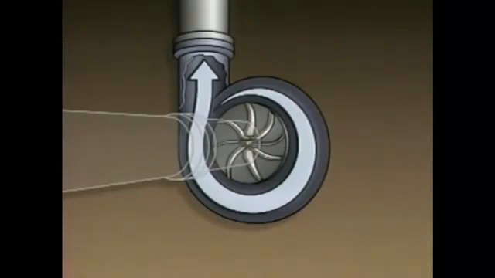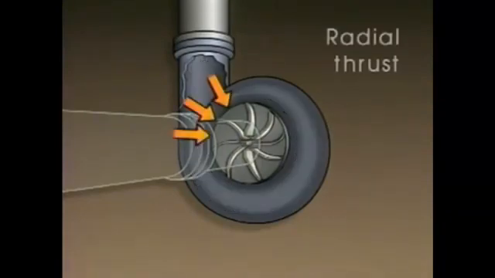Now, in a compressor with a volute like this one, the gas in the volute creates a force called radial thrust, which tends to push against the impeller. Radial thrust is created by the difference in pressure that the volute creates from one side of the impeller to the other.